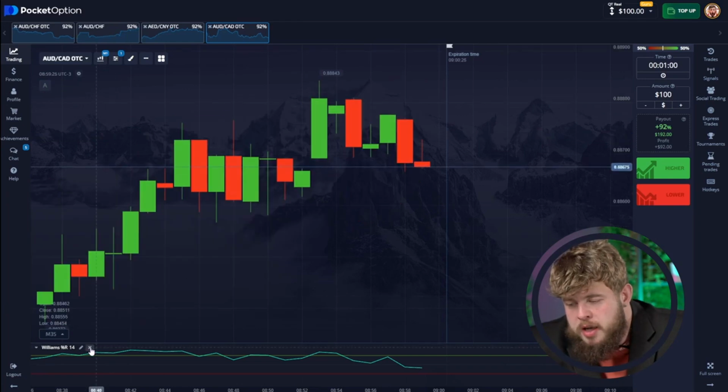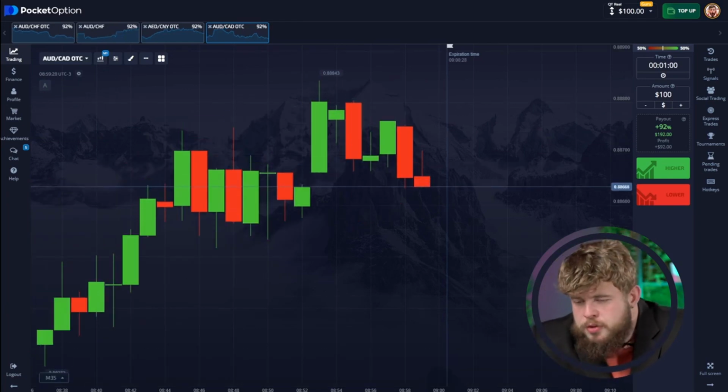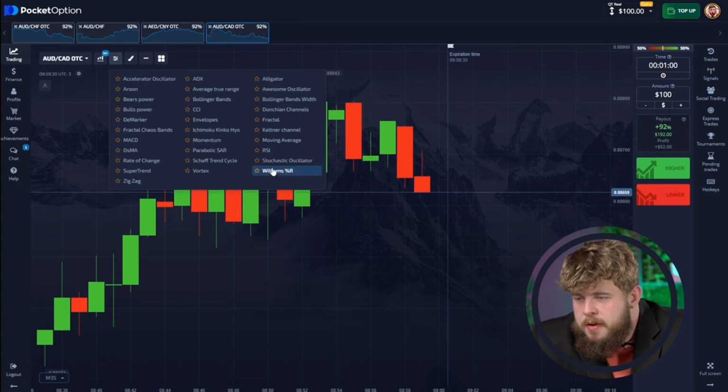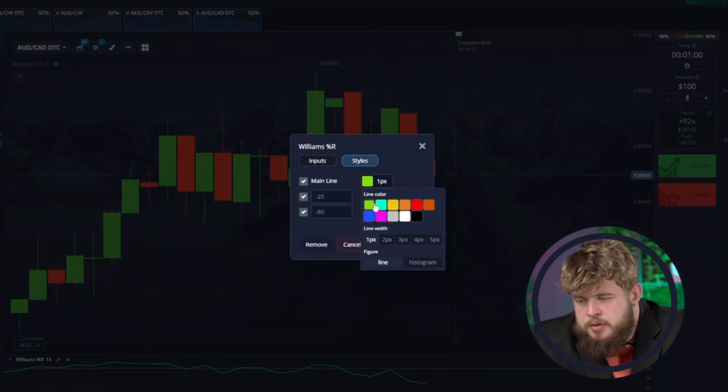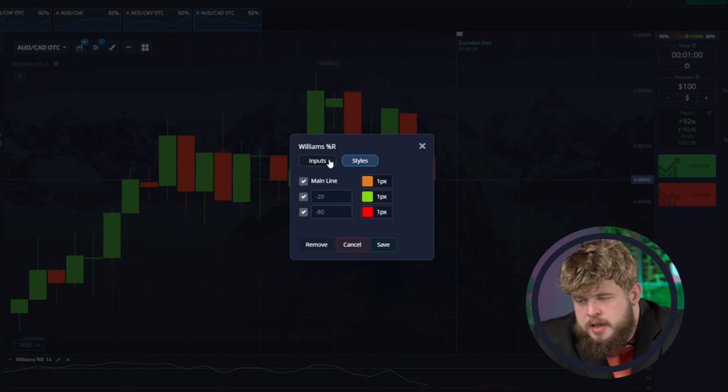Okay guys, so today what do we have? First of all, let's set the indicators that we are going to use today. So the first one will be Williams oscillator. I am setting it right now.